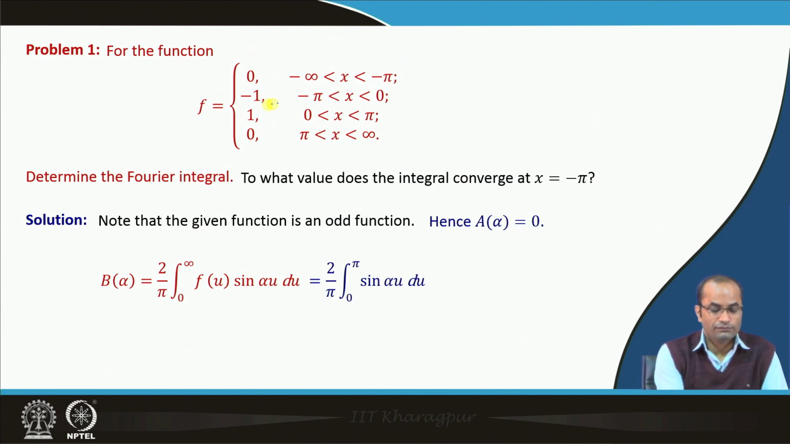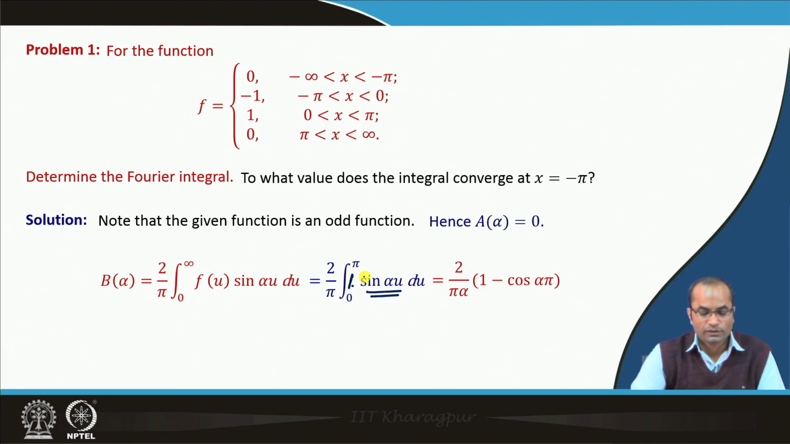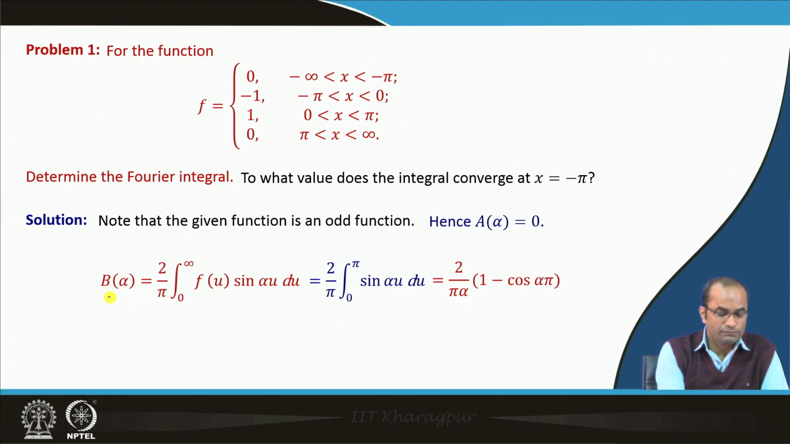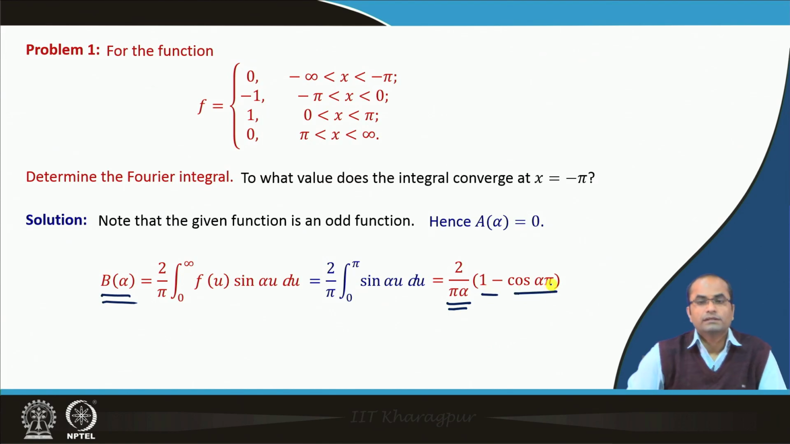The function is given already: from 0 to pi it is 1. So 1 into sine alpha u, and this can be integrated to give cos alpha u over alpha. So we have 2 over pi alpha and then cos alpha, which we can put with a minus sign. So minus cos alpha will be coming. With this pi we have cos alpha pi, and at 0 we have 1. So the value of this B(alpha) coefficient is 2 over pi alpha times 1 minus cos pi alpha.